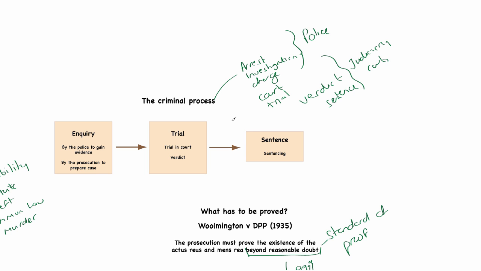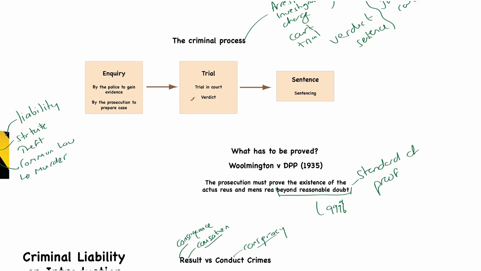All right, and we can represent that quite clearly in this sort of flow diagram. The inquiry element, the investigation element, is done by the police to gain evidence and by the prosecution when they're preparing the case. That then goes to trial, and you'll see a trial in court, which will include the verdict, and then we move to sentence or sentencing.